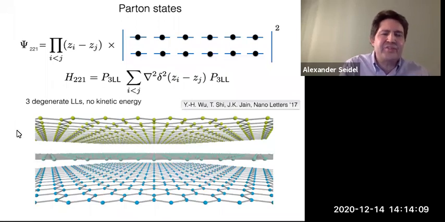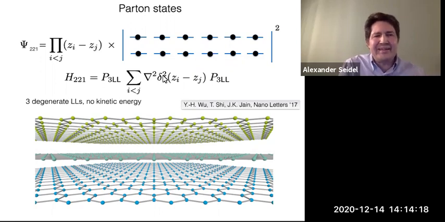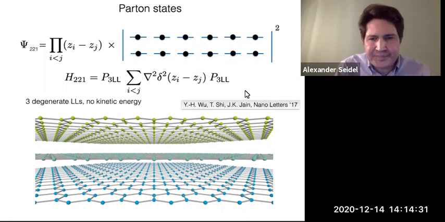So there you can have a situation where naturally three Landau levels are exactly degenerate, which is why I would say this is an entirely not crazy local two-body interaction. So it's actually quite a nice Hamiltonian. So that should be reason enough to study its properties.